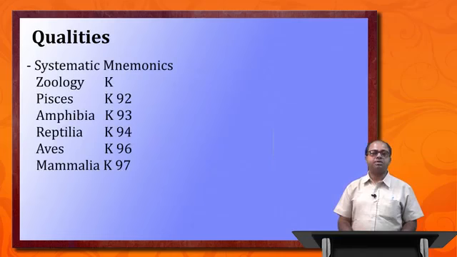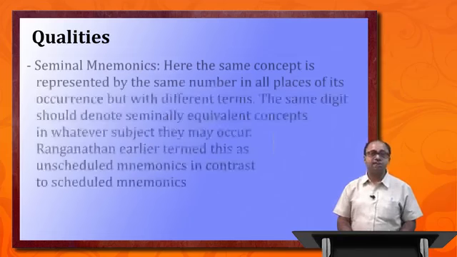Example, যেমন K zoology, under K, pisces means fishes, K92, amphibia K93, different species under zoology, reptilia meaning reptiles K94, aves means birds K96, mammalia mammals K97. তাহলে দেখো K এর আন্ডারে সিস্টেমেটিক্যালি 92, 93, 94, 96, 97 পরপর সব ক্লাসগুলো ডেসক্রাইবড হয়েছে। So this is systematic mnemonics. And next is seminal mnemonics.